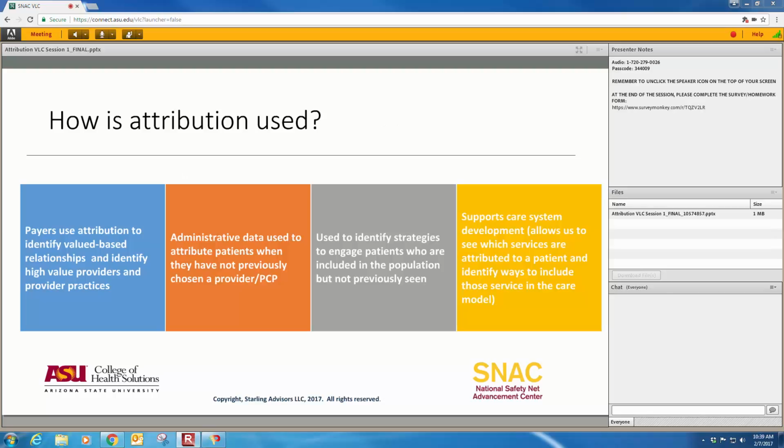There's a couple different ways that we're going to examine how attribution models are used. And we think that they're all important because they represent the set of skills that we think your organization will need to hone over time as you become increasingly exposed to value-based payment methodologies. The first is probably the most commonly understood, the one we've been discussing most explicitly, which is payers using an attribution methodology to identify the value-based relationships with providers and provider practices.